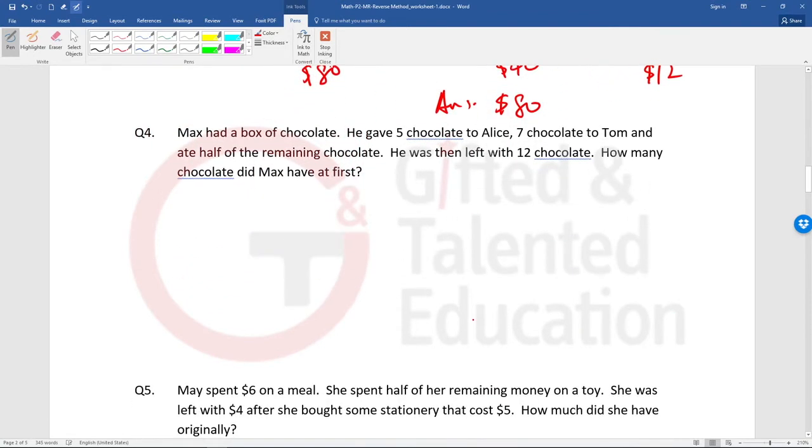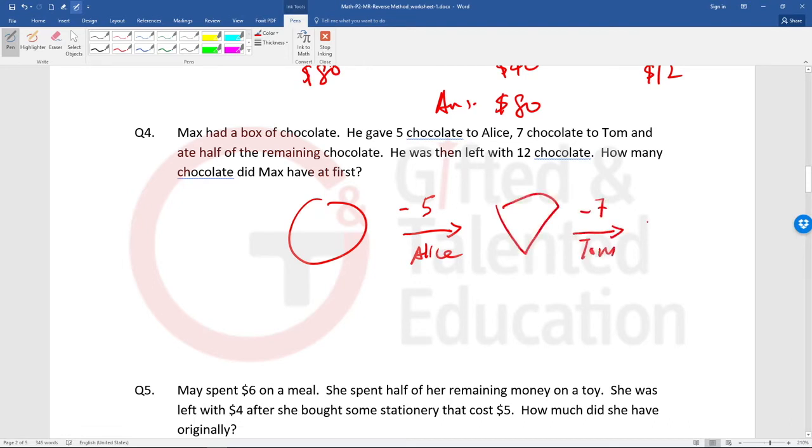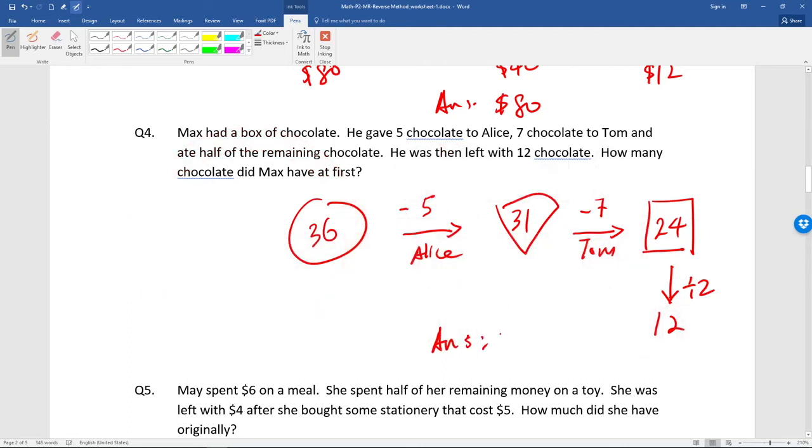For question 4, Max had a box of chocolates. He gave 5 to Alice and 7 to Tom and ate half of the remaining chocolates. So we put a divided by 2. So he's left with 12. So here must be 24 because 24 divided by 2 gives us 12. And this must be 31 because 31 minus 7 gives us 24. And this must be 36 because 36 minus 5 gives us 31. Hence the answer is 36.